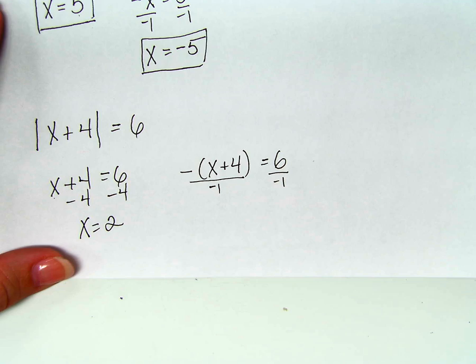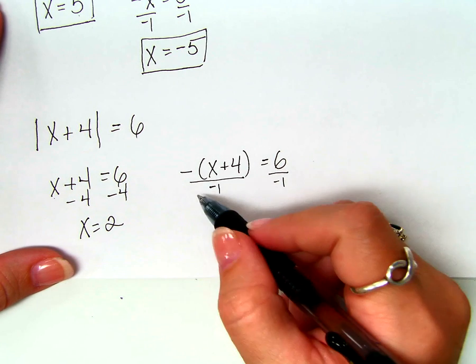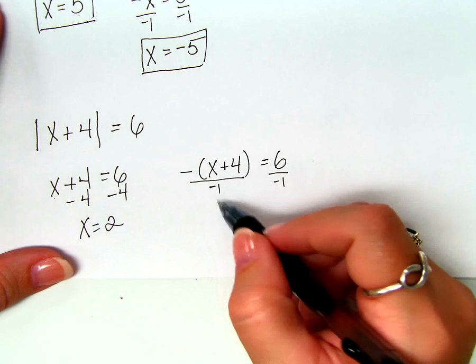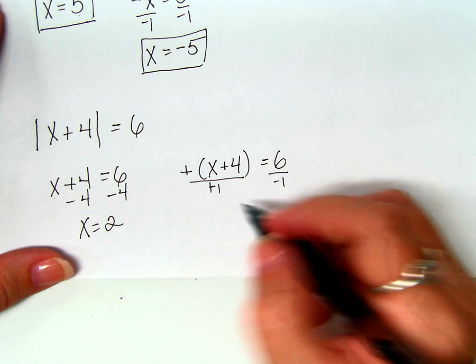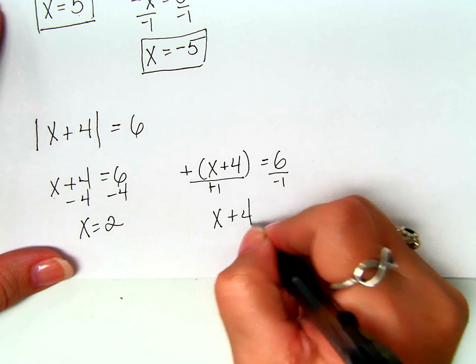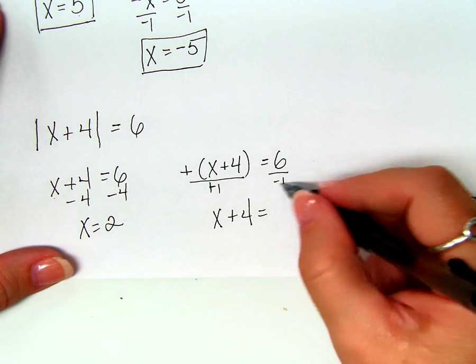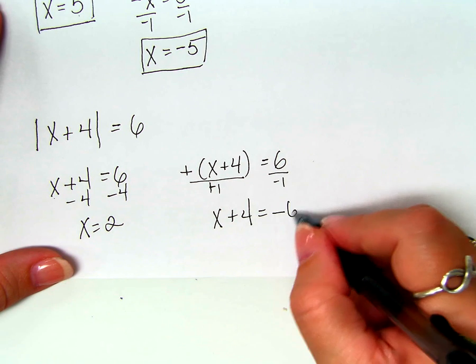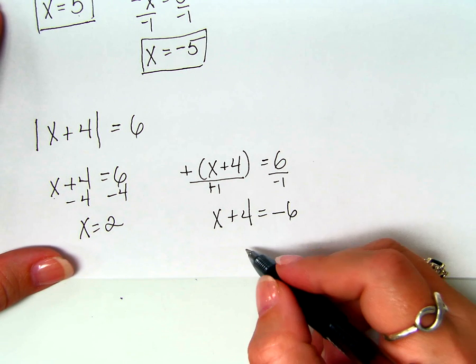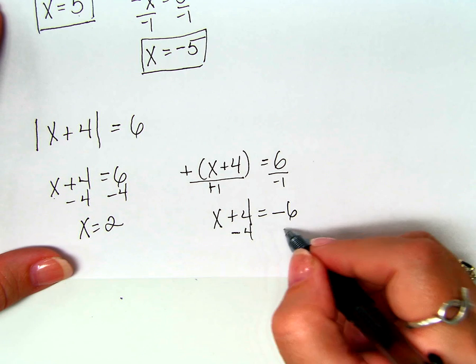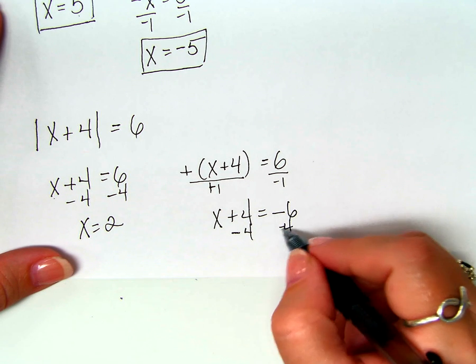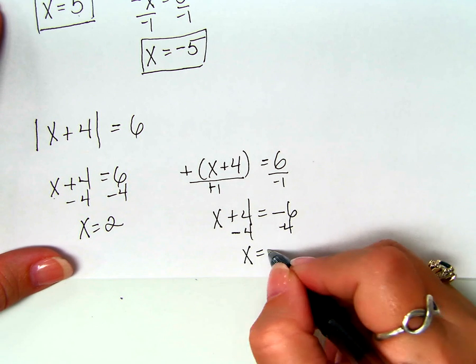Fair enough? So what happens on the left-hand side if I have a negative divided by a negative? Both of those signs go to positive, and we just have x plus 4, right? What happens right here? -6. Then guess what we do? Subtract 4 from both sides. What's -6 minus 4? -10.